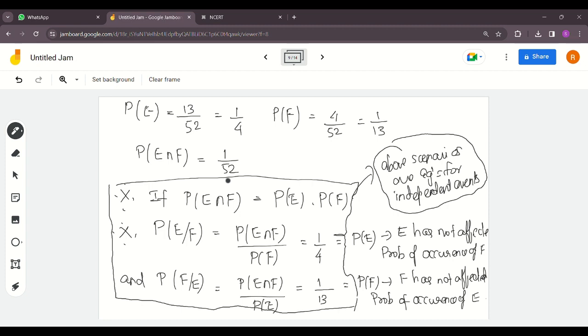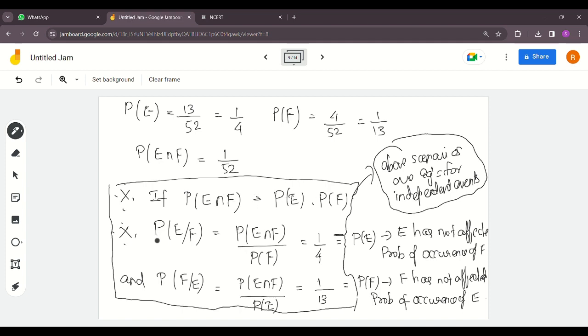Based on these conditions, you can tell that the given two events are independent. First of all, you will have to check this condition: whether P of E intersection F equals P of E into P of F. P of E intersection F value is 1 by 52, P of E is 1 by 4, P of F is 1 by 13. So 1 by 4 into 1 by 13 equals 1 by 52, which is equal to this. If both of them are equal, LHS equal to RHS, then you can say for sure that E and F are independent. That is from the value wise you can tell.